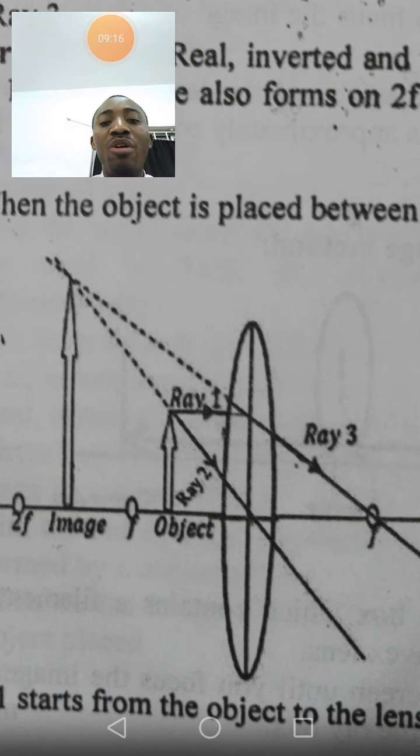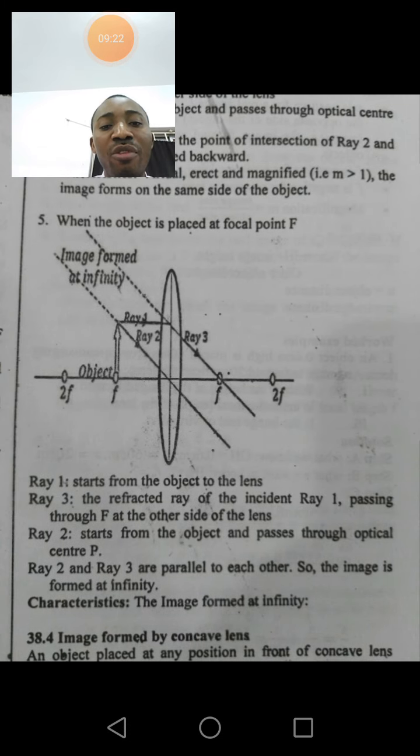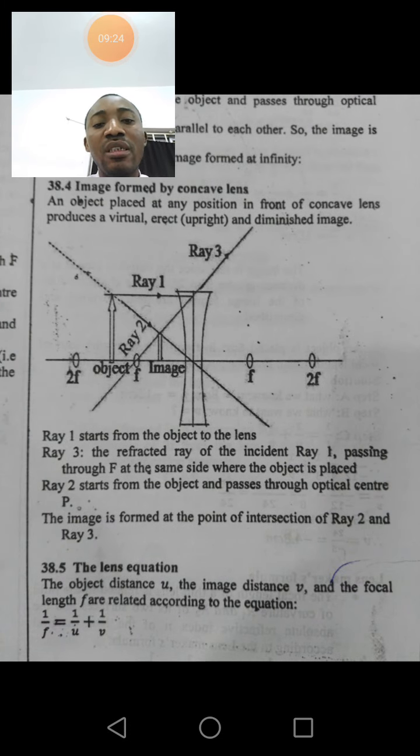It's a virtual image. So it means that a convex lens can form either a real image or a virtual image, but it can only form a virtual image when the object is placed between the principal focus and the optical center of the lens. That's when it can form a virtual image. So for you to get a real image, it depends on where the object is placed in front of a convex lens. And if you must get a virtual image also, it's still a function of where you place the object.